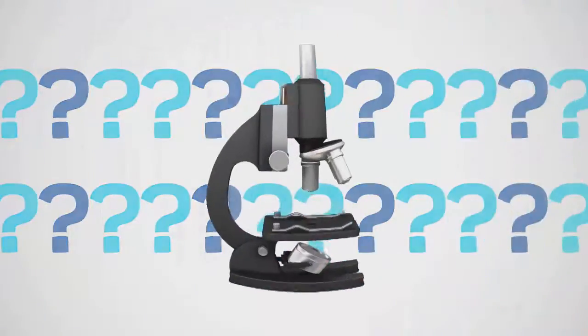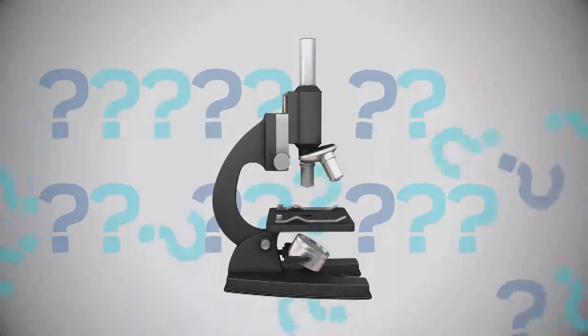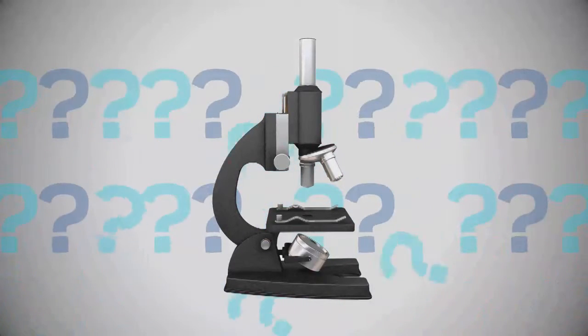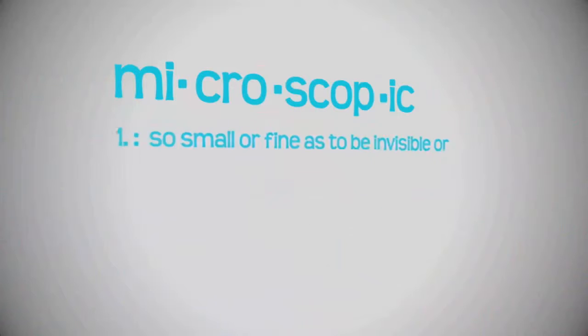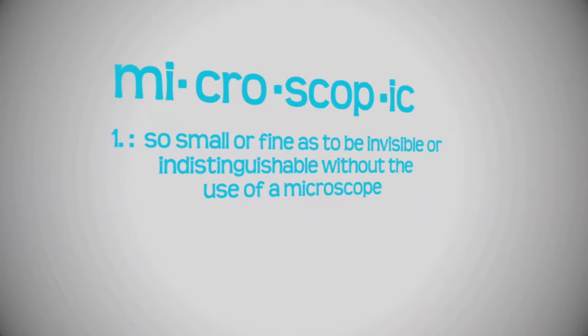Why a microscope? Well, a microscope is used for studying things that are, as the name may imply, microscopic. Microscopic: so small or fine as to be invisible or indistinguishable without the use of a microscope. You need to look at something that's really, really tiny, too small for your eye to see, and you blow it up to a screen about yay big. This turns out to be really, really handy.